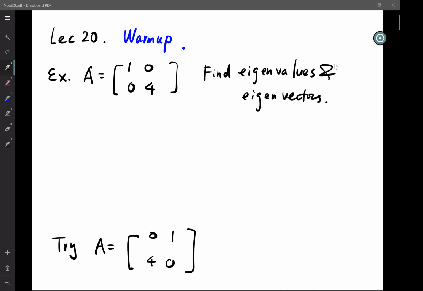And the warm-up problem is the following. It's a really simple matrix. It's a diagonal matrix. A is [1, 0; 0, 4]. And the idea is to find eigenvalues and eigenvectors. If you have already solved the problem, try a slightly more difficult one below. That is, this A is [0, 1; 4, 0]. I'm doing nothing but swapping the first column with the second column.